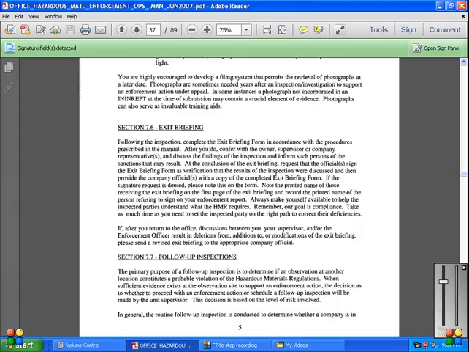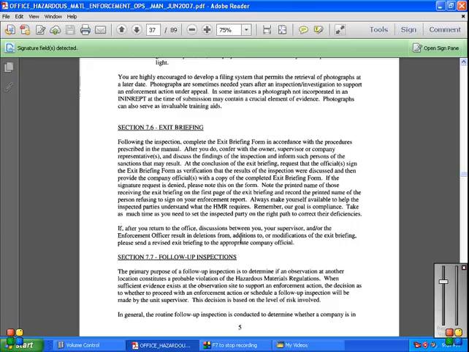Remember, our goal is compliance. Take as much time as you need to set the inspected party on the right path to correct the deficiency. If you return to the office and a decision between you and your supervisors, other than the enforcement officer, results in deletions from, additions to, or modifications of the exit briefing, please send the revised exit briefing to the appropriate company official.